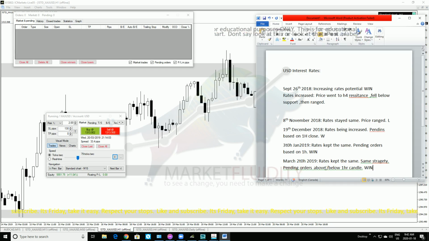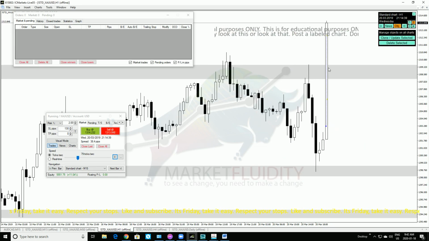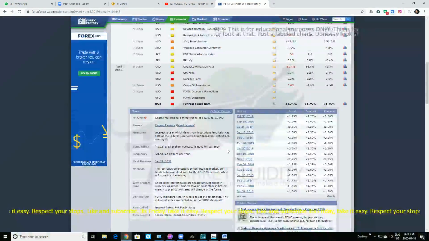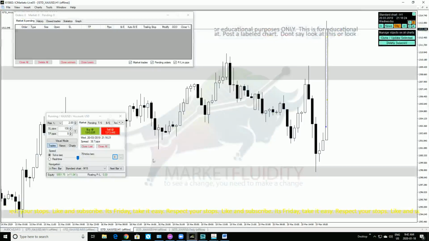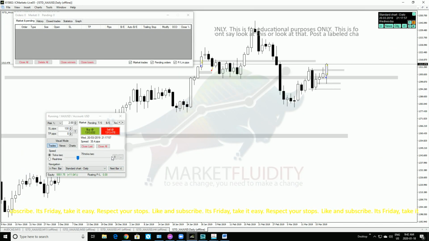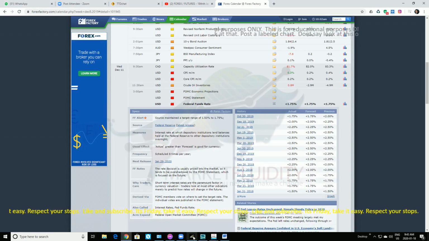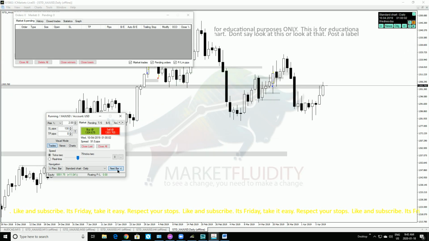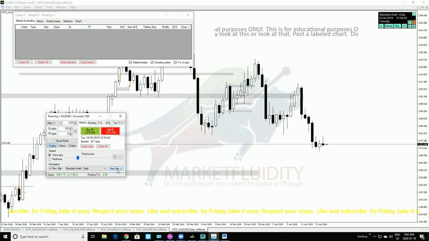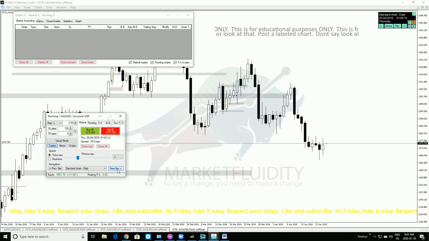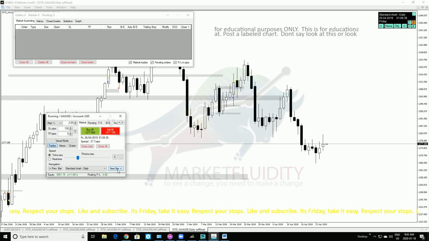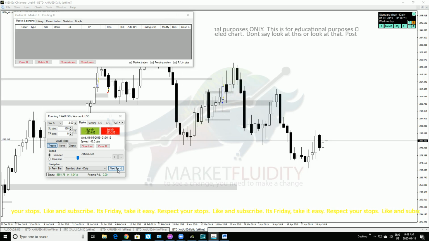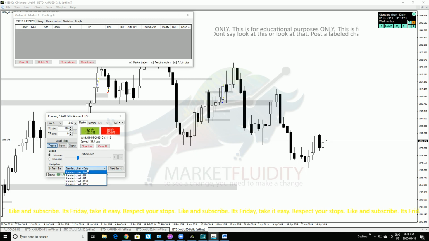And on the last 2, we used the same strategy with pending orders above and below the 1 hour candle. So now we're going to go to the next one, May 1st. We're going to try to use the same principles, right? So now we're trying to get somewhere. May 1st, was it? Okay. All right, we are at May 1st.